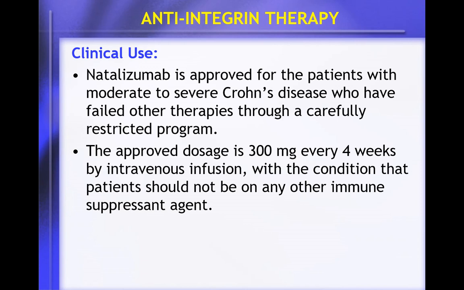Clinical use of natalizumab: it is approved for patients with moderate to severe Crohn's disease who have failed other therapies, through a carefully restricted program. The approved dose of natalizumab is 300 mg every 4 weeks given IV by infusion, with the condition that patients should not be kept on any other immunosuppressant drug.